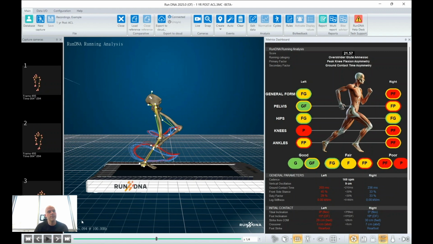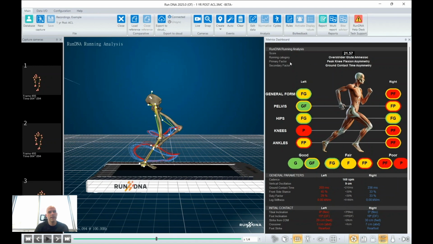Now we see that that knee continues to flex as they go through stance, and there's a big difference of right versus left. Now, this is where the RunDNA scoring system really helps. We can see that this score is pretty high, where lower is better, and this person was almost a 22. Now, we see the category here, but it shows exactly what was going on with it, that the primary factor was peak knee flexion asymmetry.